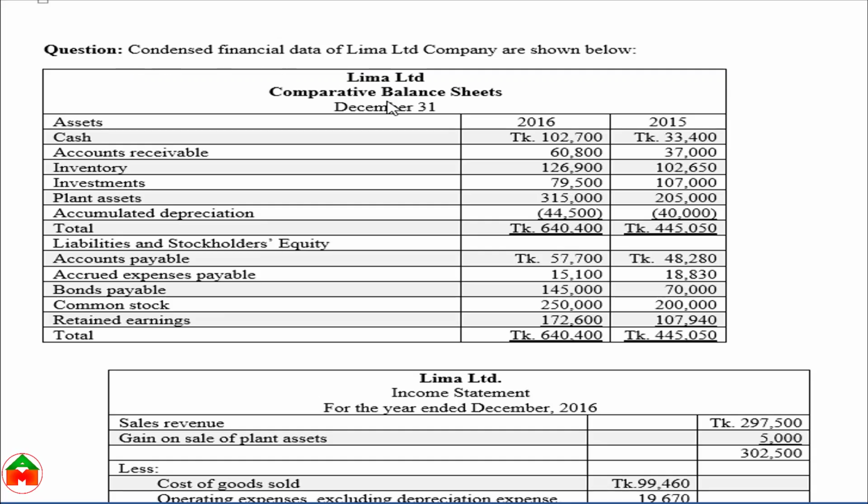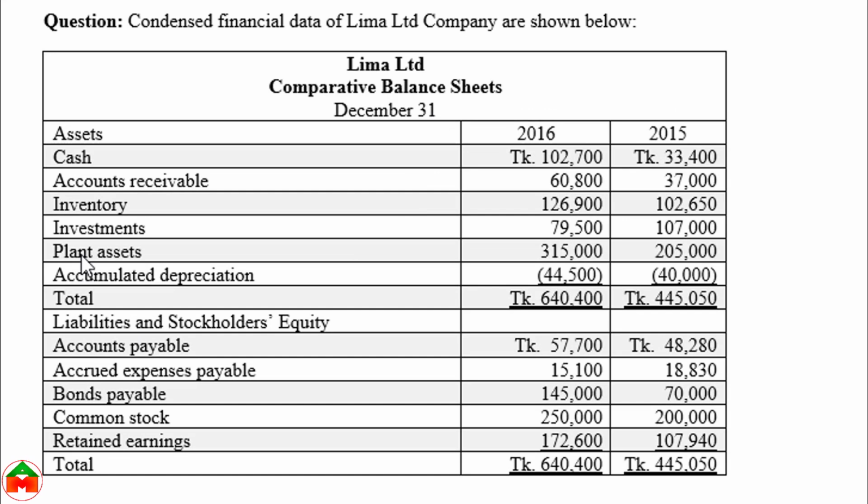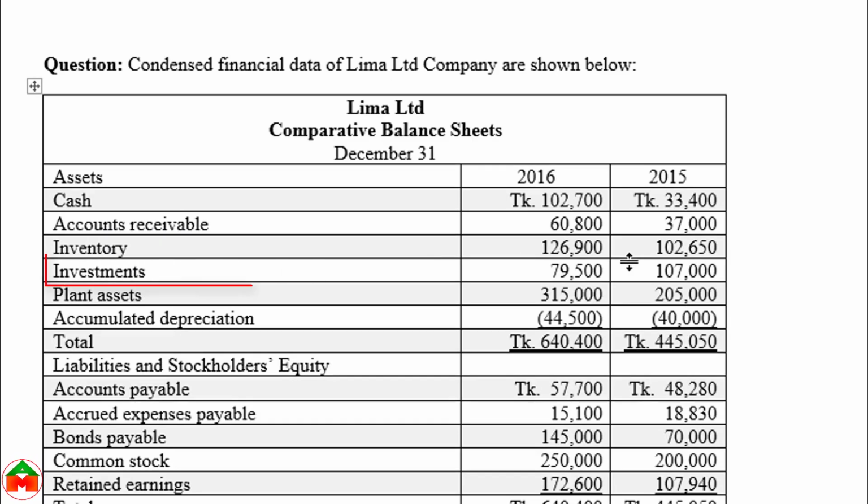So in the question, now we are in the comparative balance sheet. We can see long-term assets are investment and plant assets, and another one is accumulated depreciation. This is not an asset, but it's a contra asset. From these long-term assets, we will prepare the cash flows from investing activities. Here we can see the investments. The amount of investment in 2015 is 107,000, and in 2016 the amount of investment is 79,500. So there is a decrease of investment.